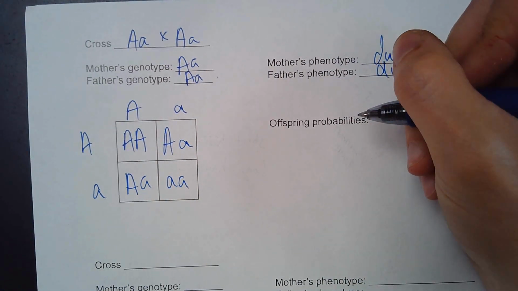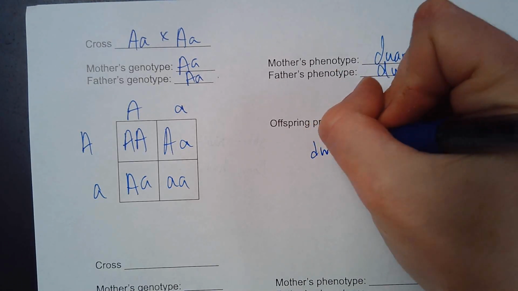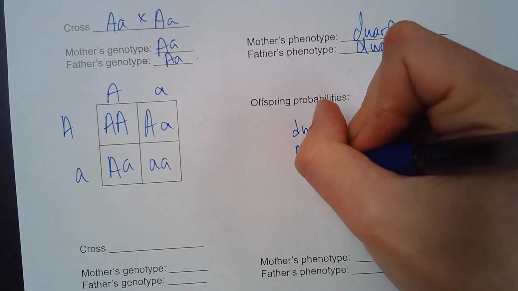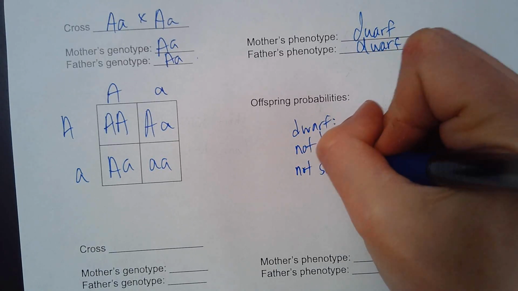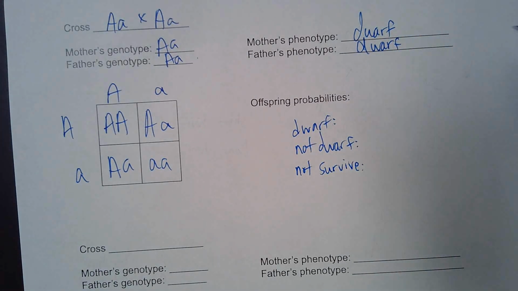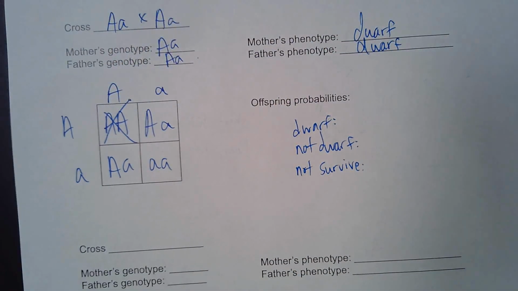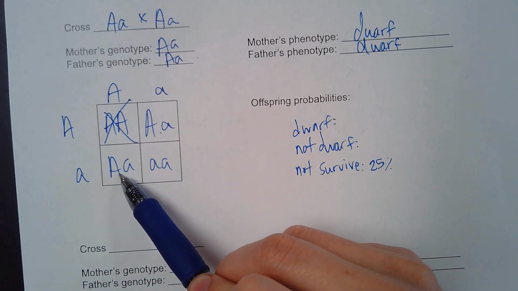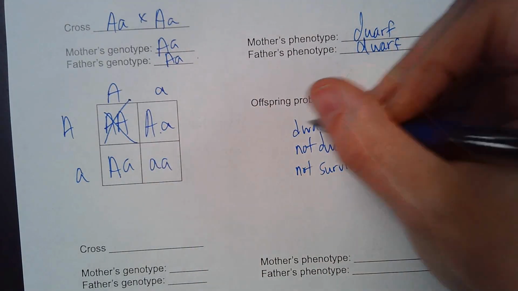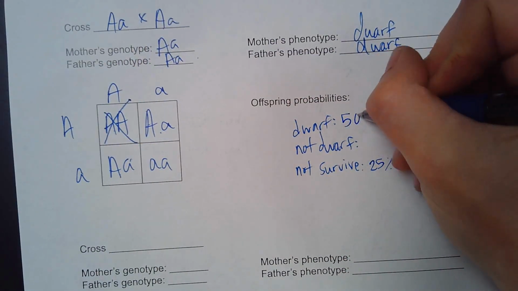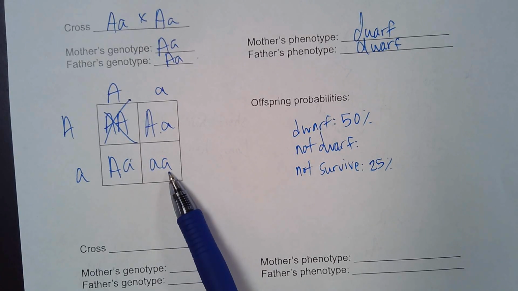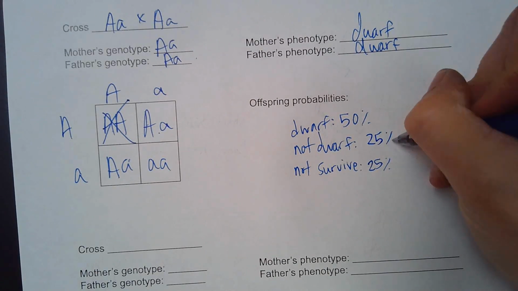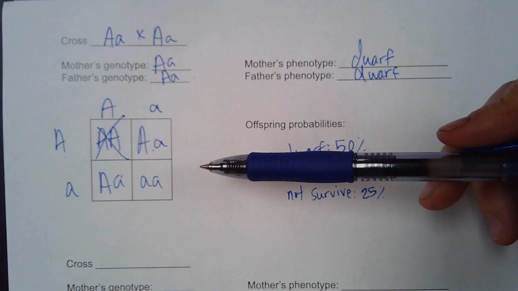So what are our offspring's phenotype probabilities? They could be a dwarf. They could be not dwarf. Or they could not survive birth, so not survive. Okay, and as I said here, this one, unfortunately, they would not be able to survive, and so that would be a 25% chance. This box and this box would cause the child to be a dwarf, so that's a 50%. So 2 out of the 4 boxes would have a dwarf child, and then one of the boxes would get the normal phenotype, and they would not be a dwarf. So 25% chance. So yes, 2 dwarfs could have a baby that is a normal height person.